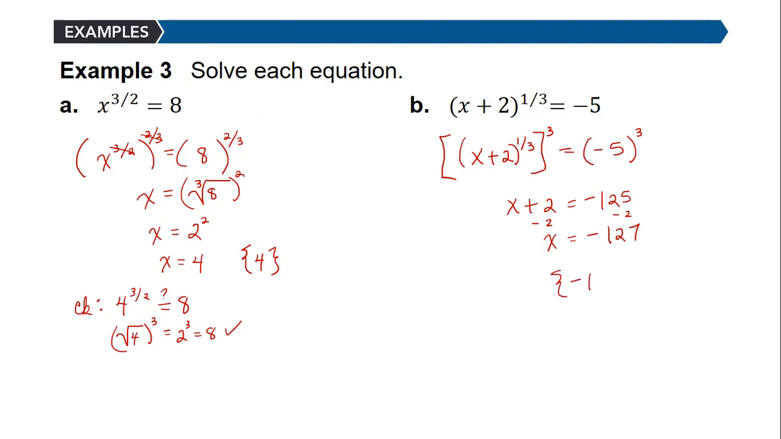And we can check our work. If we replace x with -127, we would get (-127 + 2) to the 1/3, and that is -125 to the 1/3, which means to find the cube root of -125, which is -5, so that checks.